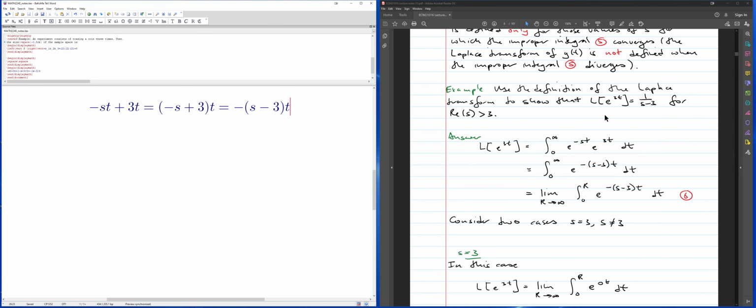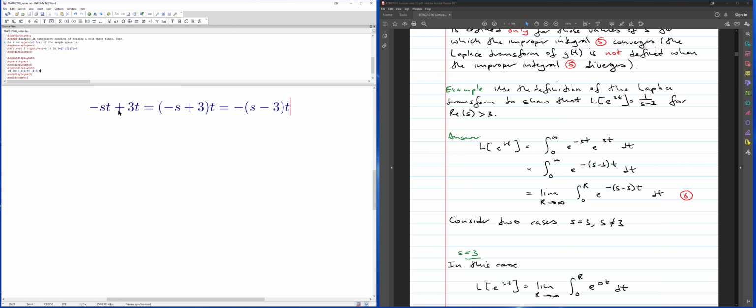Okay, so we use our definition of Laplace transform. The Laplace transform of e to the 3t is e to the minus st times e to the 3t, and then you integrate that between 0 and infinity. Okay, so let's multiply these exponentials together. When you multiply the exponentials, you add the powers. So the power would be minus st plus 3t.